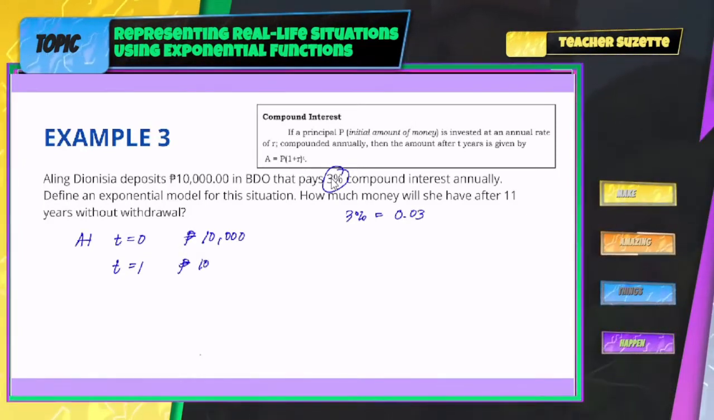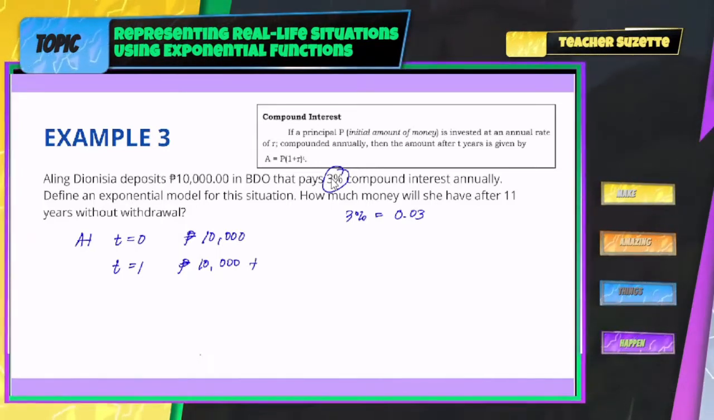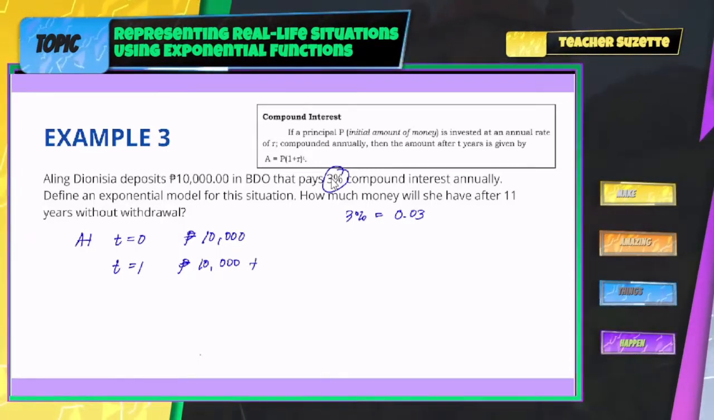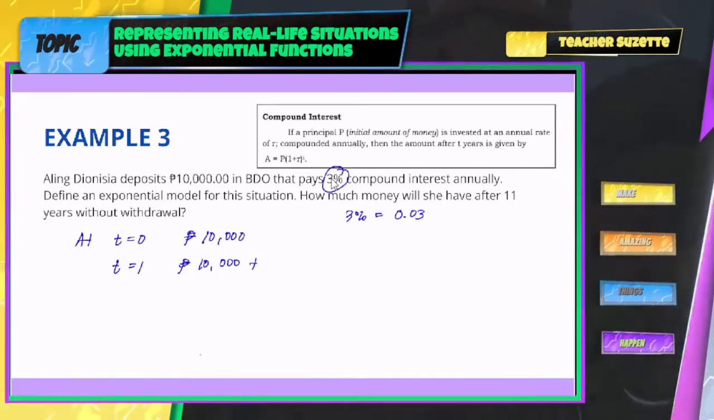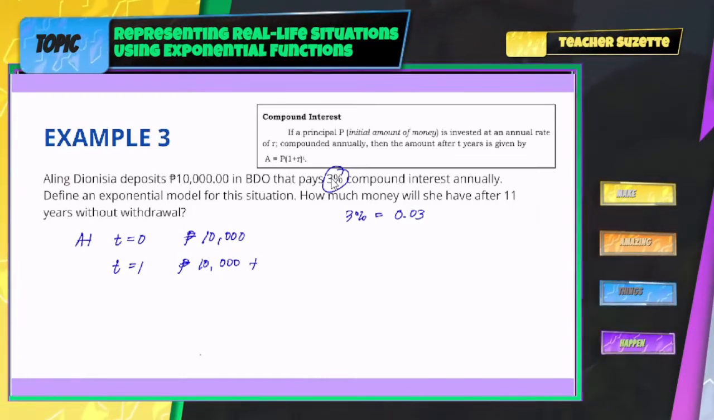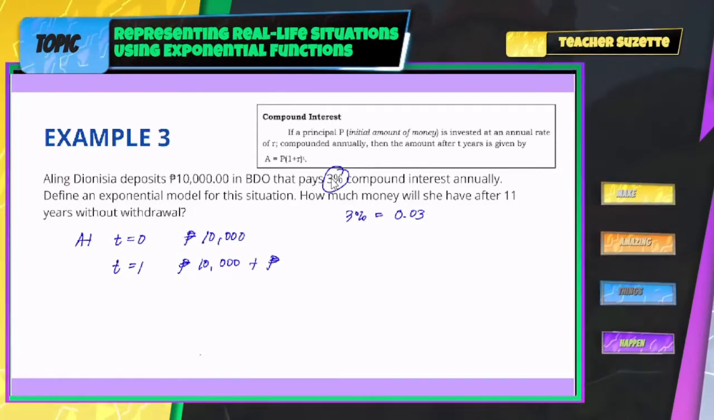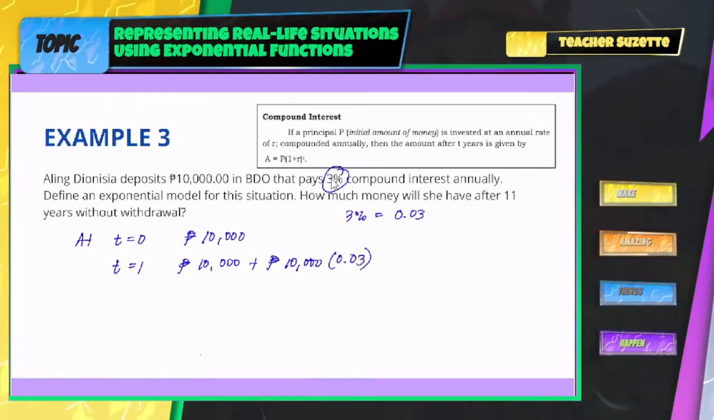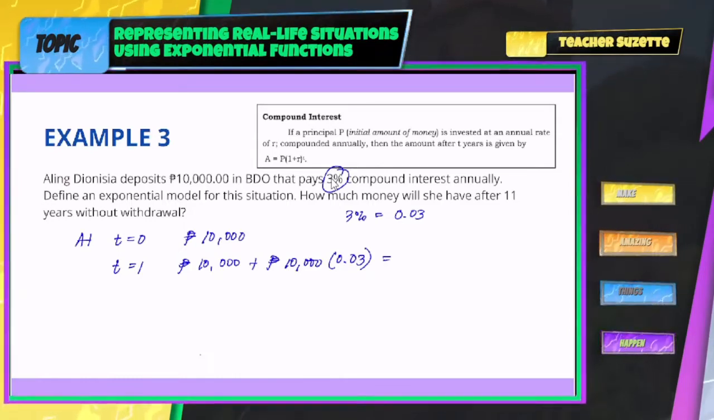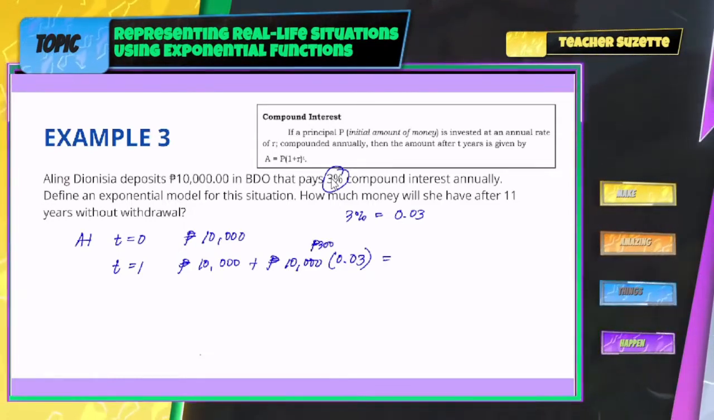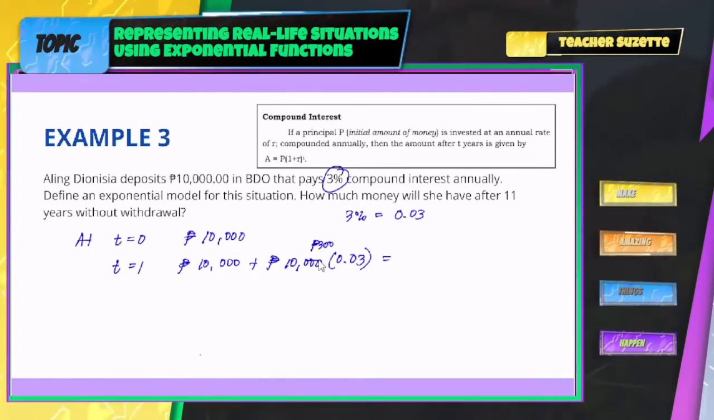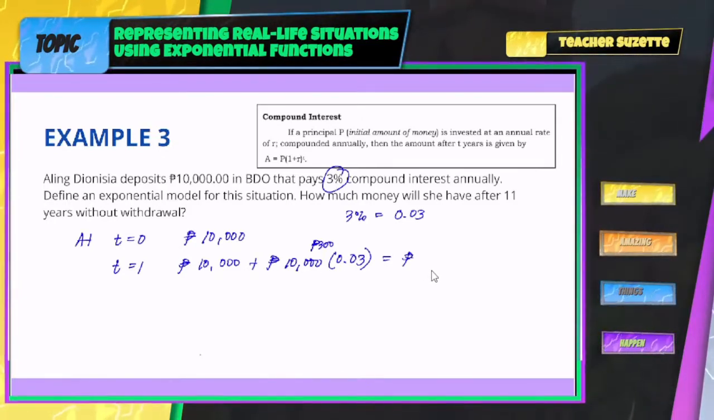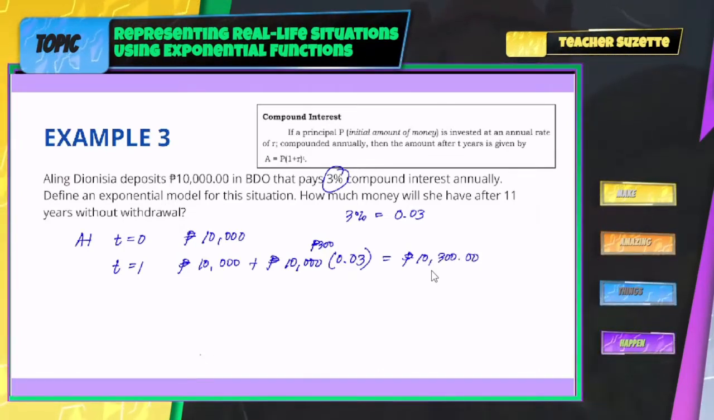So, you have your principal amount of 10,000. Remember that compound interest is the sum, no? Yung interest na nakuha mo, both dun sa principal na sinave mo, and then dun sa interest mismo. So, therefore, kunin natin yung interest in 3% dun sa ating principal amount na 10,000. Multiply natin siya by 0.03. So, 0.03 times 10,000, that is 300 pesos. Then, add lang po natin siya sa ating principal amount, which is now 10,300 pesos.